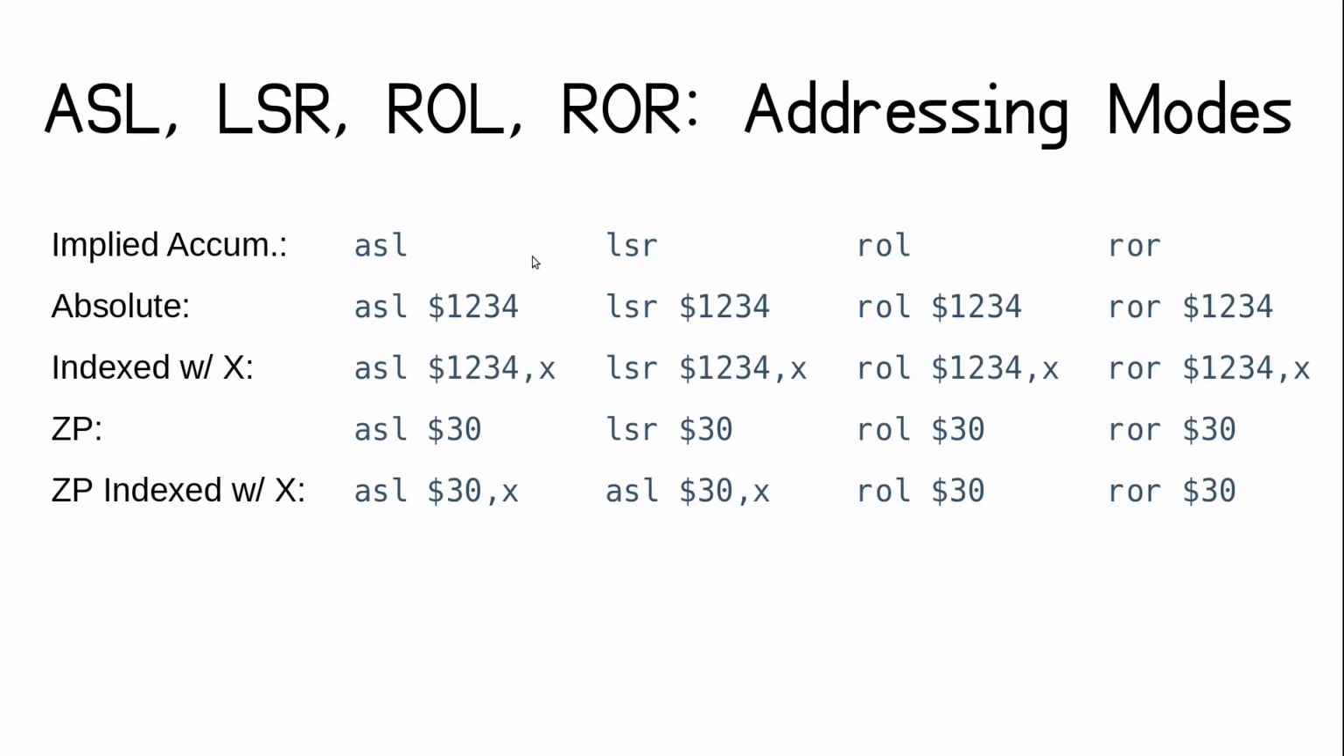All 4 shift and rotate instructions have the same set of addressing modes available. They can all operate on just A using the implied accumulator mode. If there is an operand, then the operation is happening directly to a location in memory, with the accumulator left untouched. As you can see, no indirect modes nor anything indexed by Y are supported.